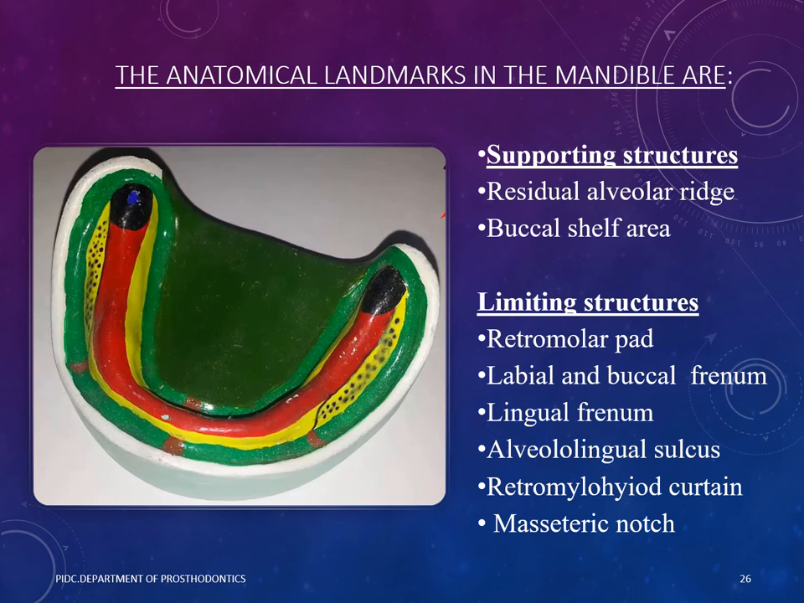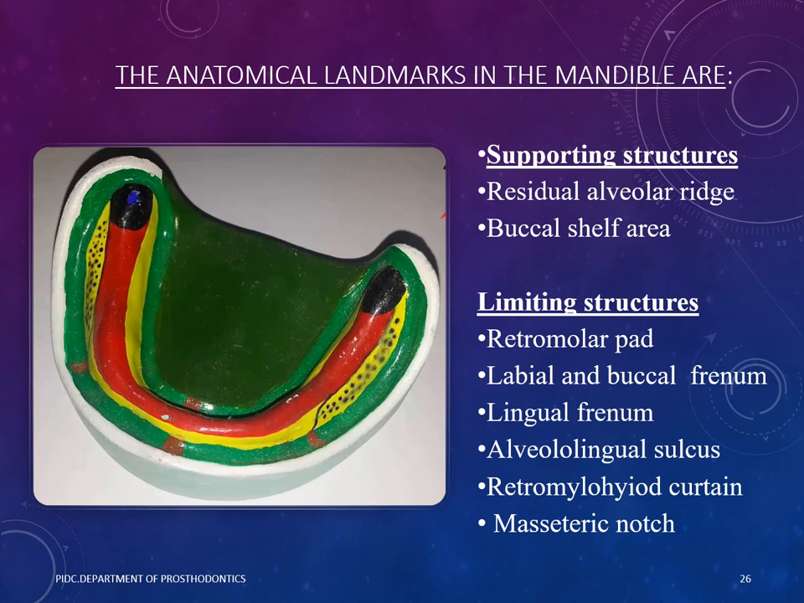Let's have a look at what we have to remember, memorize and take note of in the mandible. As with the maxilla, in the mandible you also have supporting structures, limiting structures, and relief areas. In your supporting structures you have the residual alveolar ridge and the buccal shelf area. The red color denotes your residual alveolar ridge, and the yellow color denotes your buccal shelf area.